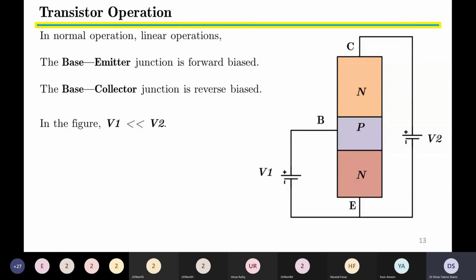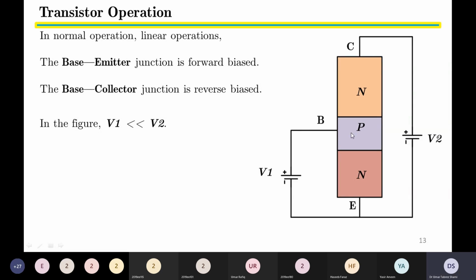Slide number 13 shows the normal operation of a transistor where the base emitter junction is forward bias and base collector junction is reverse bias. So to get normal operation from the transistor, we must always forward bias the base emitter junction, whereas we must always reverse bias the base collector junction. So let us look at the diagram. We see the transistor. This transistor is of NPN type. The first N type material is the collector. The second N type material is the emitter, whereas the middle P type material is the base.